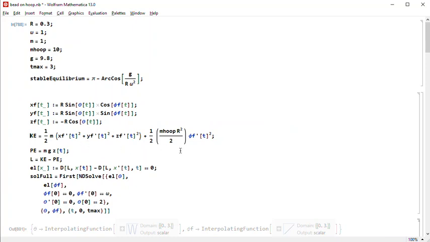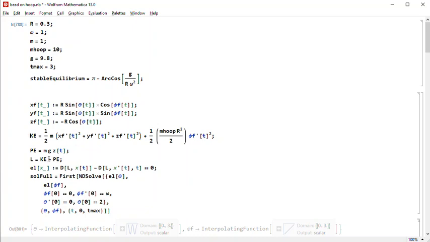So I set up the x, y, and z coordinates of the particle, and I realized that the hoop itself has some kinetic energy. So this is basically the moment of inertia of a hoop, and then it's just 1/2 I omega squared, where omega is now just the angle, the dynamical variable, dotted or primed in Mathematica. Got the potential energy. I'm not putting any potential energy for the hoop because it's not moving up or down.